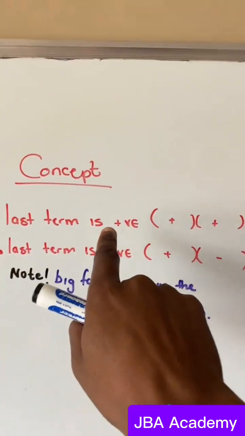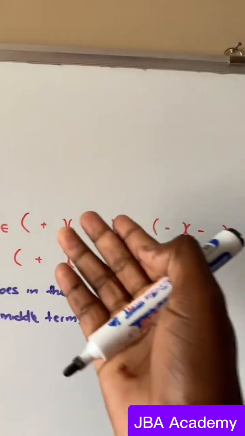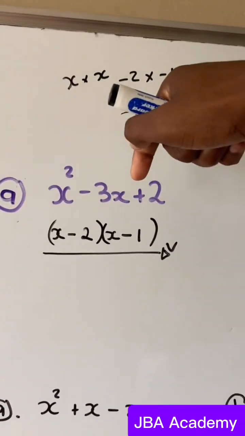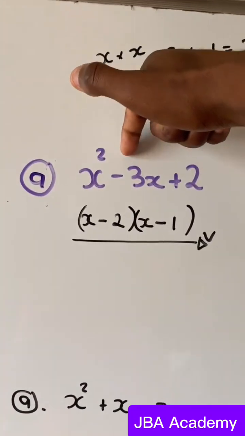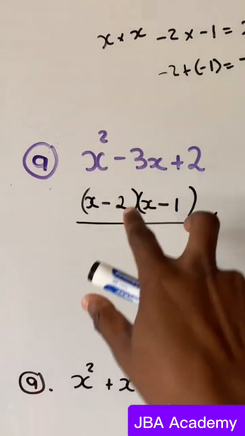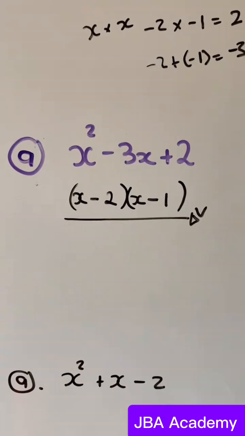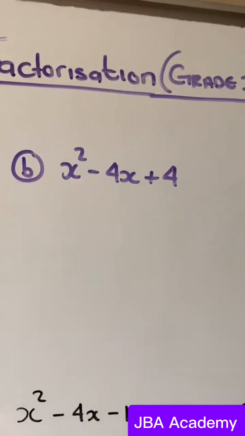If the last term is positive, the signs in the brackets will be the same, but it's up to you to visualize or see what sign the middle term has, and that's going to be the sign in those two brackets. If this was a positive, then both of these would have been positive. So let's try it here.